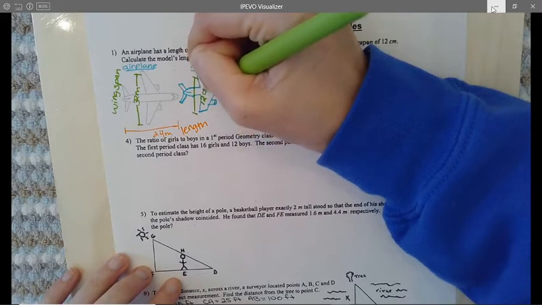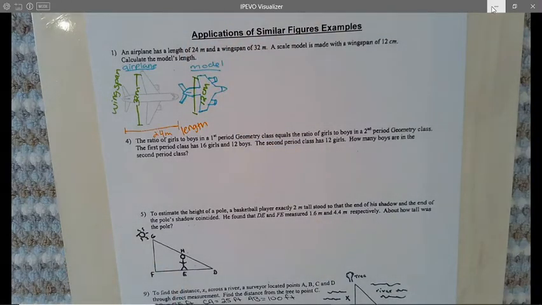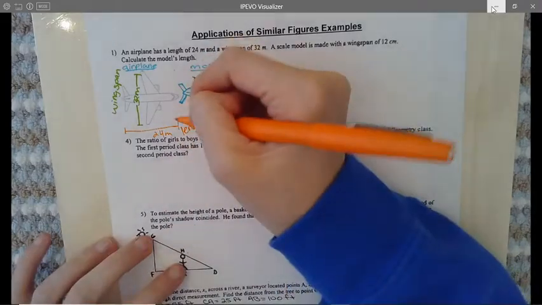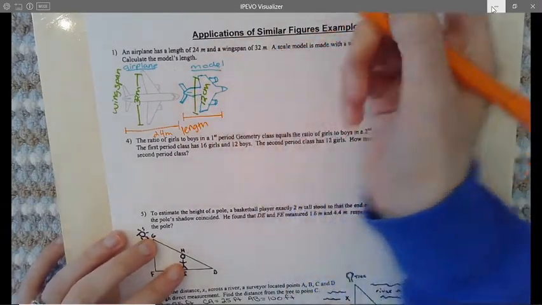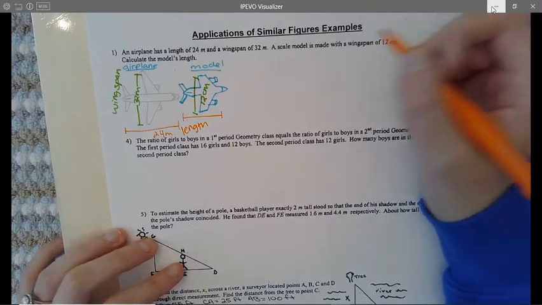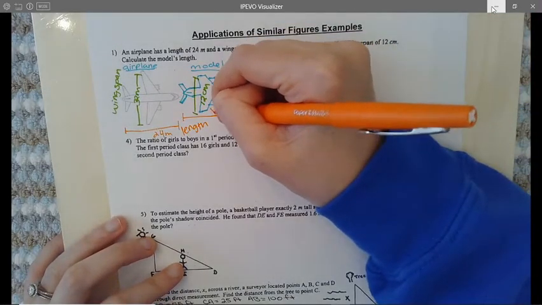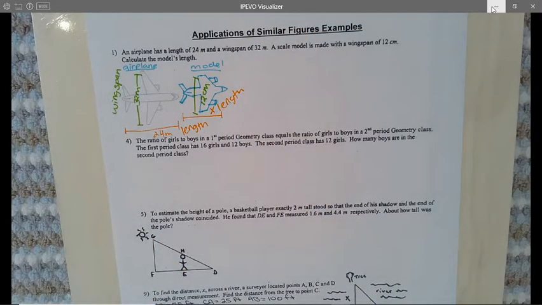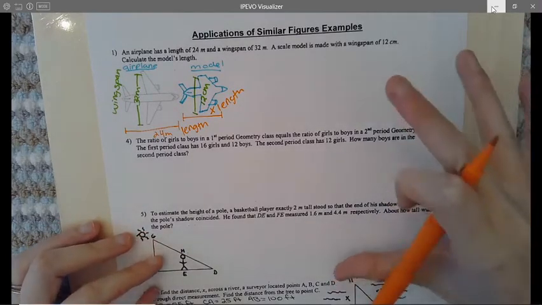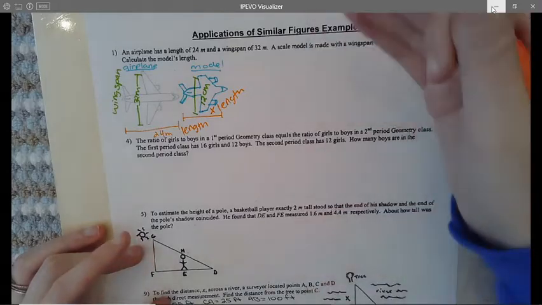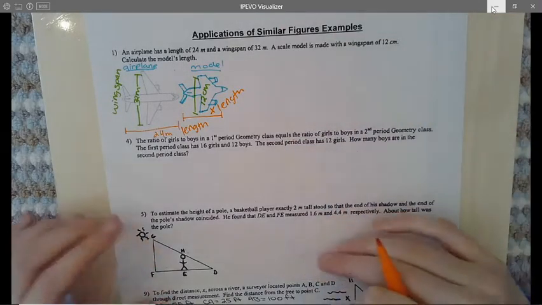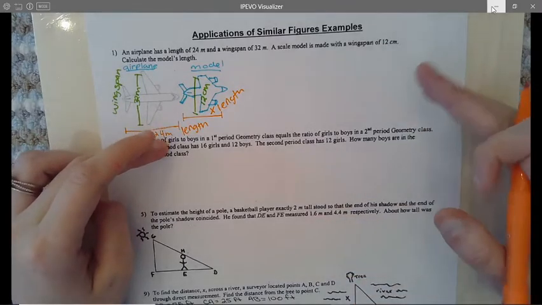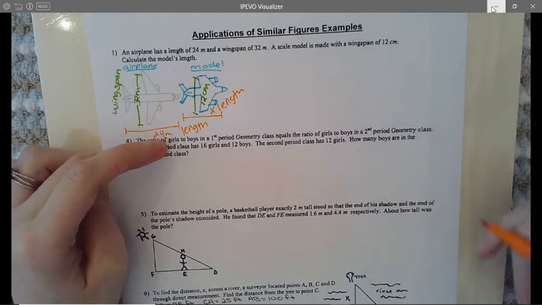And we want to calculate the model airplane's length. Currently, I do not know the length of this one right here, so I'm going to call it X. What we're going to do is set up a proportion to solve for what the length of my model's plane should be. It is very important when you set up your proportion that you set it up in the same way. If I do the wingspan over the length, my next one should still be the wingspan over the length. So just be careful.